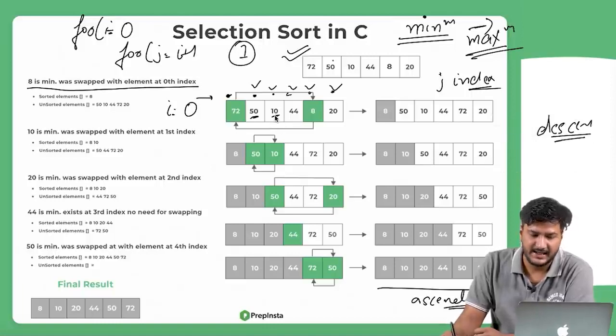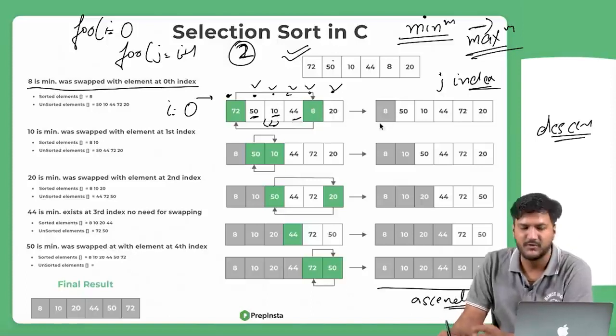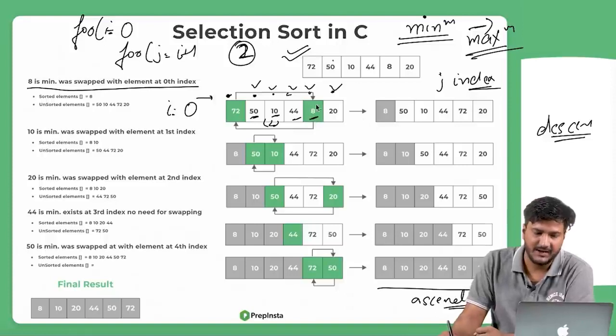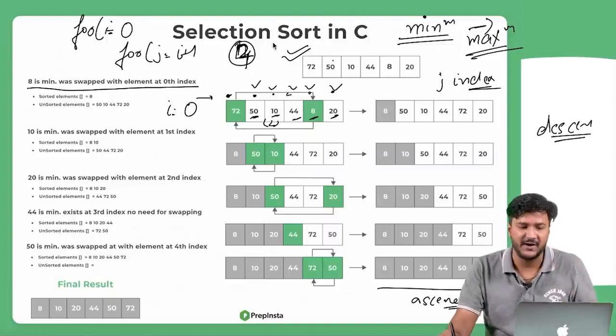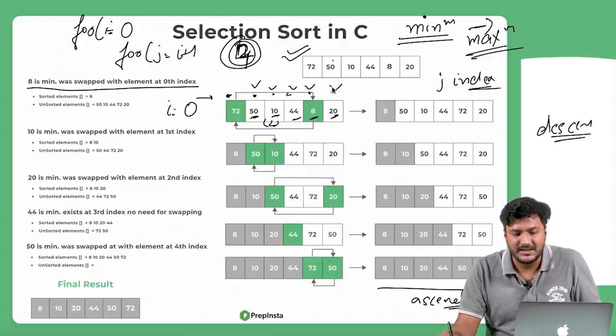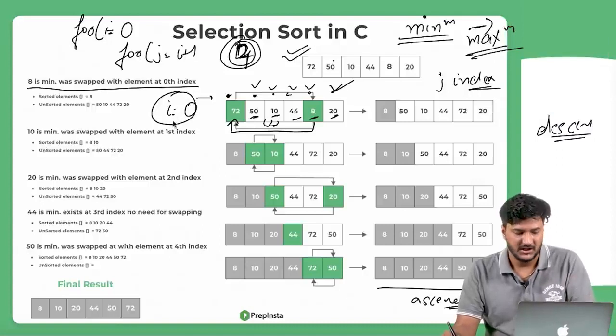Then again, I move ahead, 10 is smaller than my current minimum, so I will store that the second index is the minimum value as of now. Then I go to 44. Obviously, 44 is larger than my minimum value at index 2, so I move ahead. Then I go to 8, which is obviously the smallest value, so I change my min index value from 2 to 4. Then I move on to 20, which is greater than 8, so I keep my minimum index as 4. As soon as I reach the end of the array, I swap the minimum index value with the iteration of i. So that's exactly what I'm doing.